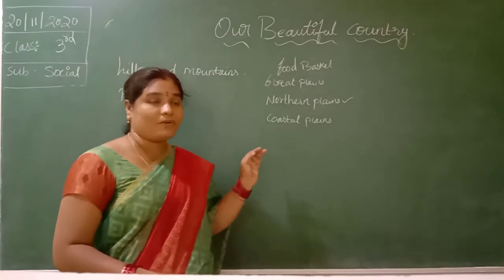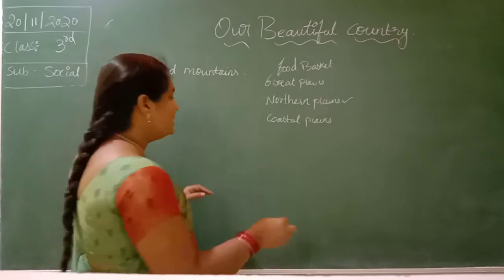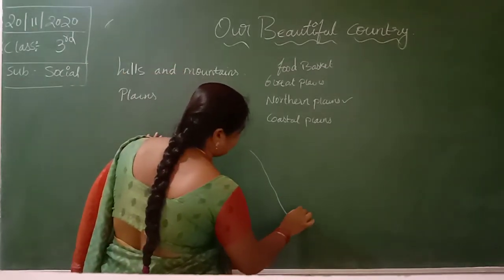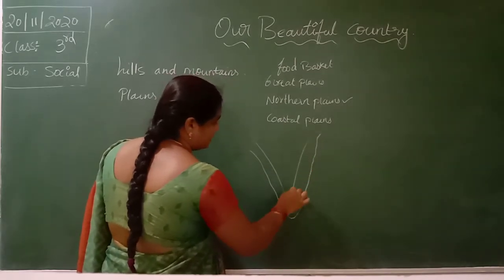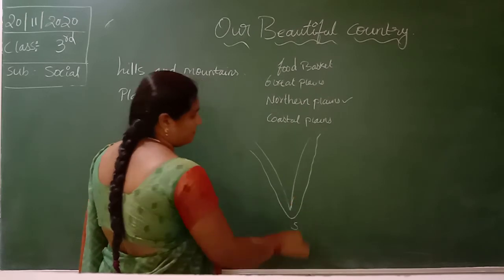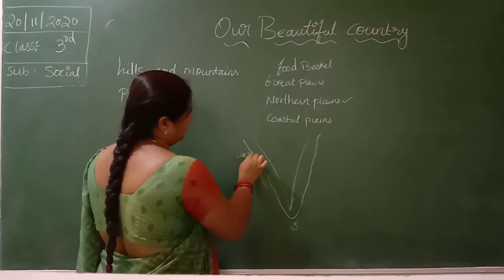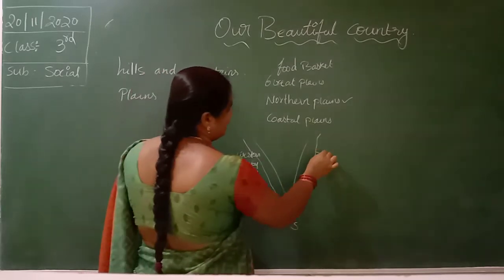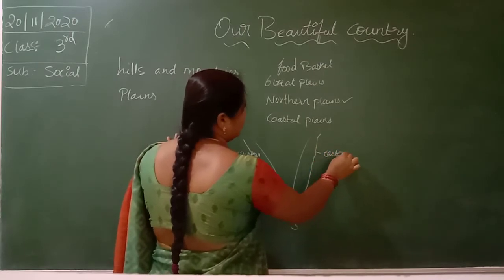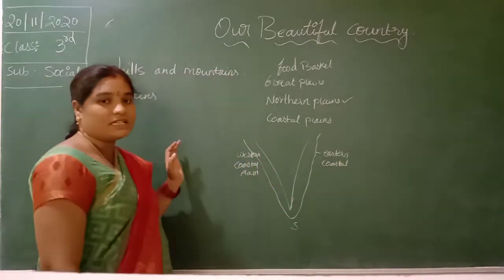The coastal plains are located at the western and the eastern part of our country. Like this. This is the southern part of our country, and this is the western coastal plain, and this is the eastern coastal plain. Western coastal plain and eastern coastal plain.